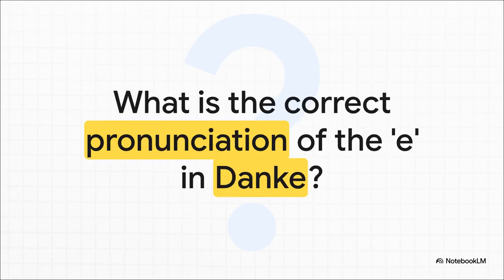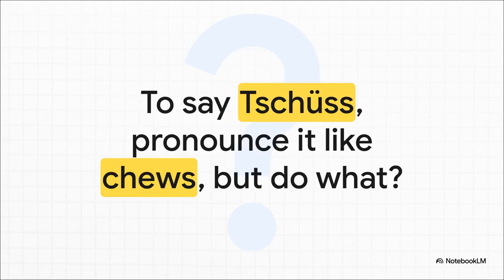Question 4. What is the correct pronunciation of the final E in the word danke? It's that soft sound. Remember, danke, definitely not donkey. And here is the final question. Question 5. To correctly say tschüss, you pronounce it a bit like the English word choose. But what must you physically do with your lips? You got it. You have to round your lips as if you're blowing air to get that perfect oo sound.